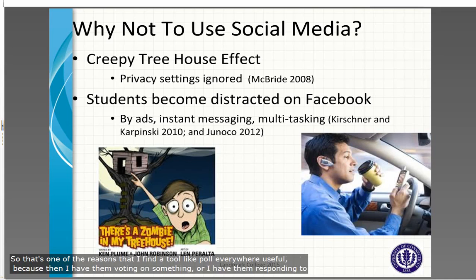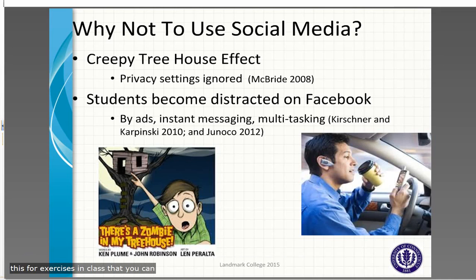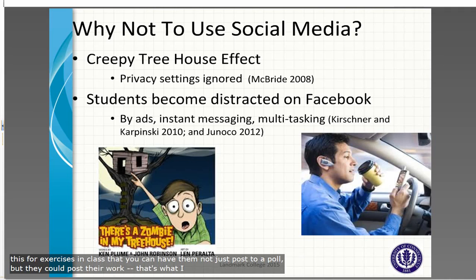And I know there are other innovative techniques out there to use this for exercises in class that you can have them not just post to a poll, but they could post their work. And that's what I do also, is have them post their work after they worked as a group on a Google Draw, have them post it to the discussion page, and then I show them at the end of, you know, the 15-minute period, here are the three or four that we've used, the answers that students have come up with.